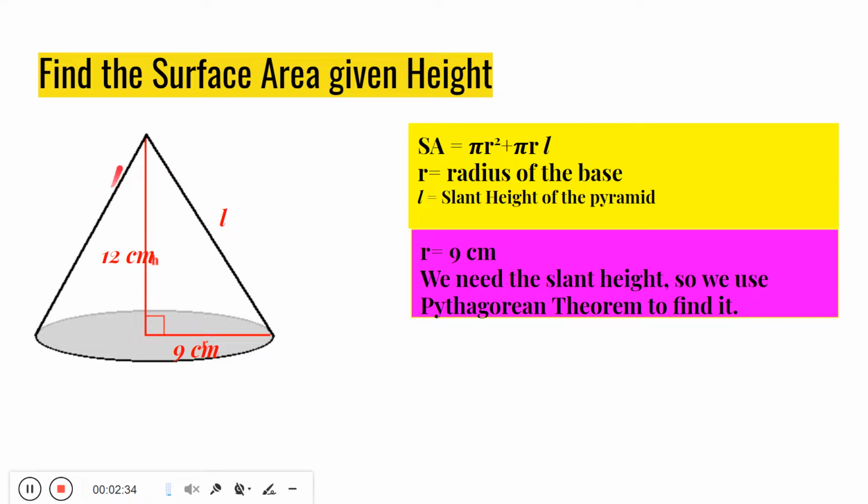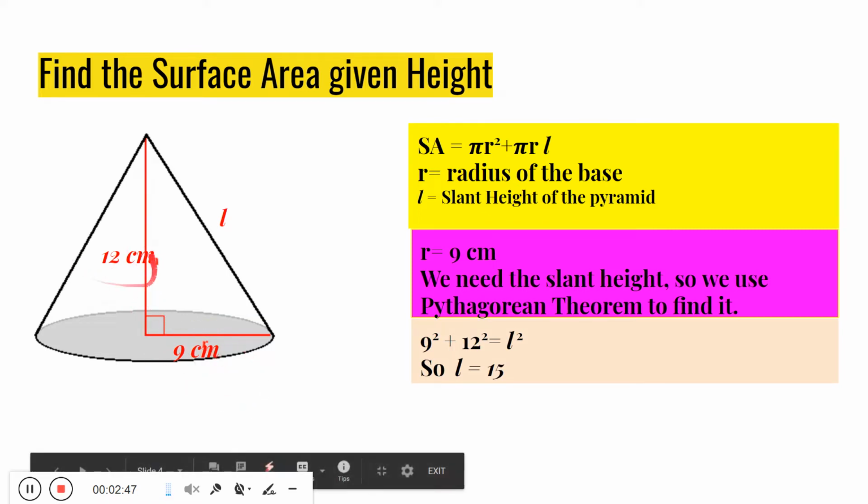So what we do is we use the Pythagorean theorem, just like in the pyramid. This forms a right triangle. These are the legs of the right triangle. The slant height is the hypotenuse. So by the Pythagorean theorem, we know that 9 squared plus 12 squared equals L squared. L comes out to be 15.